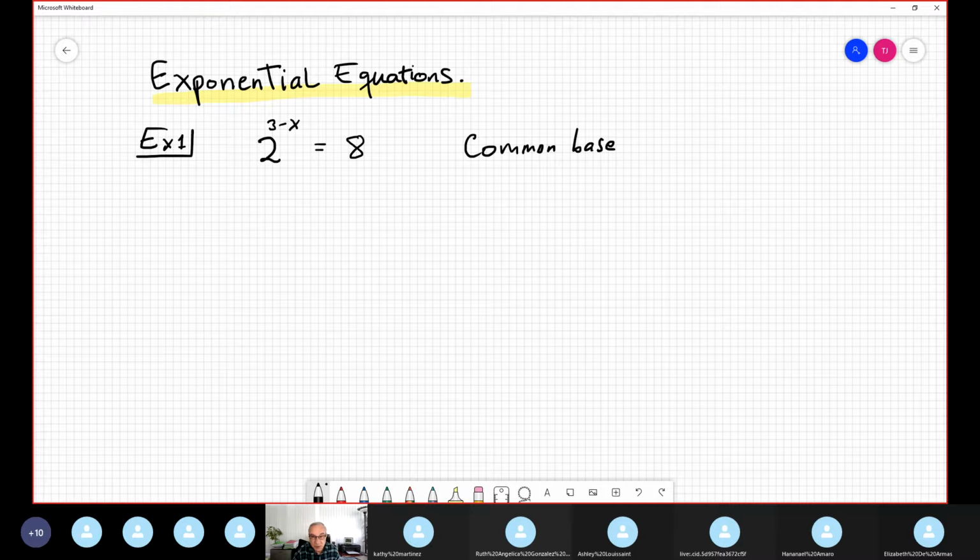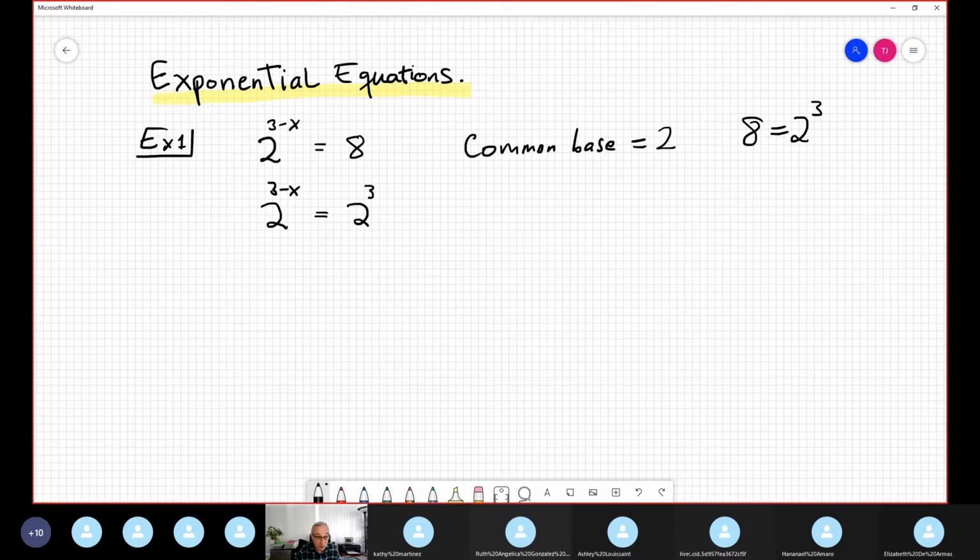In this case, it's obvious that the common base is 2, because 8 is 2 to the third power, 2 times 2 times 2, right? Then you write 2 raised to the 3 minus x is equal to, but I know that 8 is 2 to the third power.